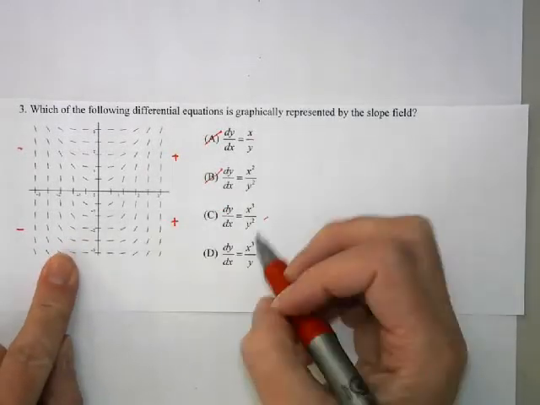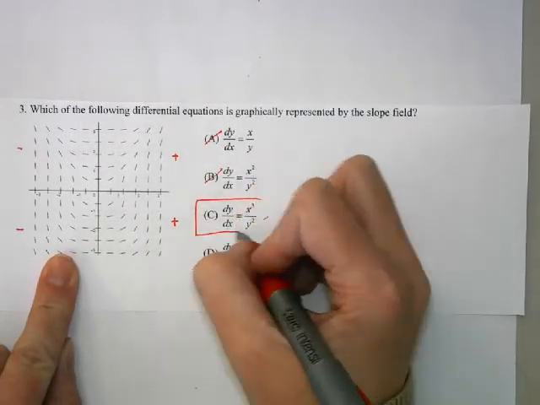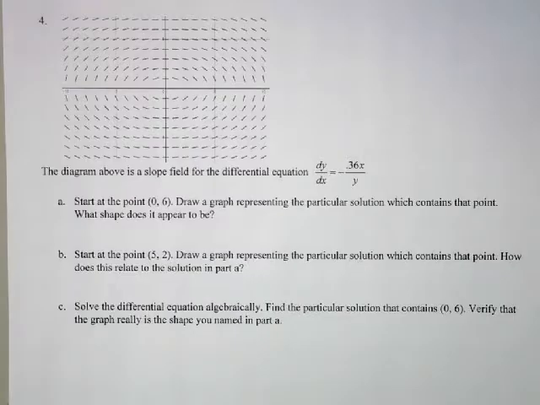Let's look at this one. I'll again jump to the third quadrant. If I plug in a negative over a negative, we're going to get a positive. So looking at the signs of the slopes, I can choose that as my answer.